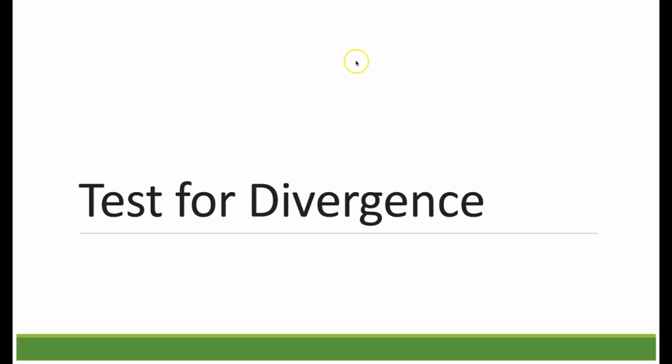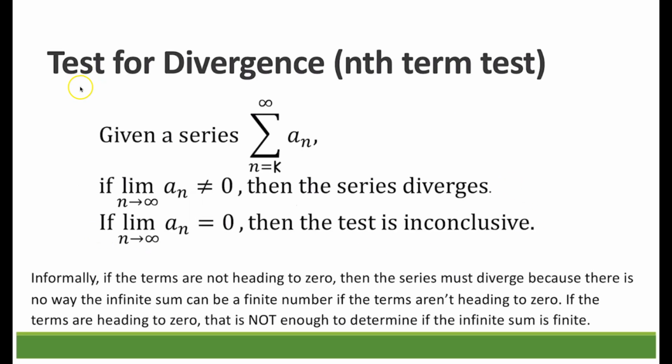Test for divergence. Let's learn about the test for divergence, sometimes called the nth term test. Given a series, the sum of n equals k to infinity of a sub n, if the limit as n approaches infinity of a sub n does not equal 0, then the series diverges. If the limit as n approaches infinity of a sub n does equal 0, then the test is inconclusive.